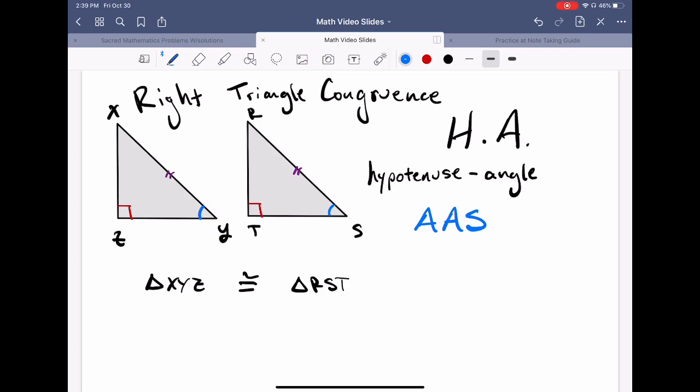I have the 90-degree angles. All 90-degree angles are congruent to each other. And then the corresponding pairs of acute angles are congruent, and the hypotenuses are congruent.